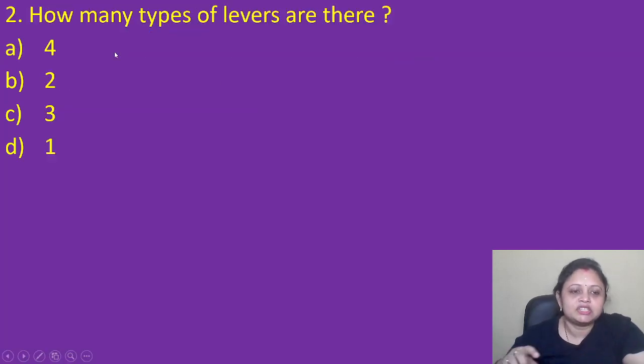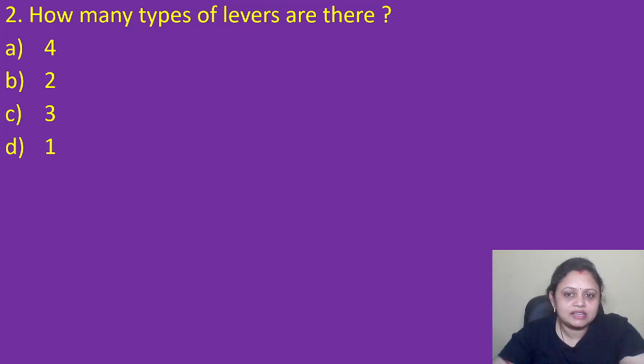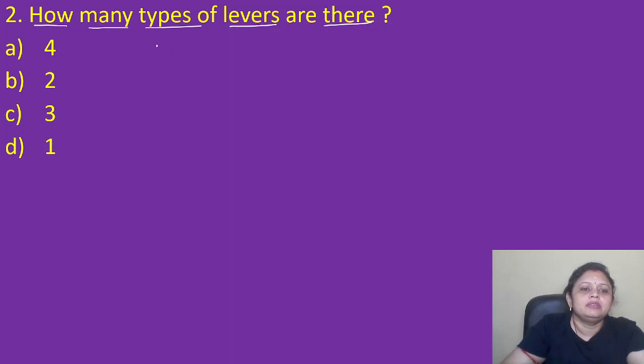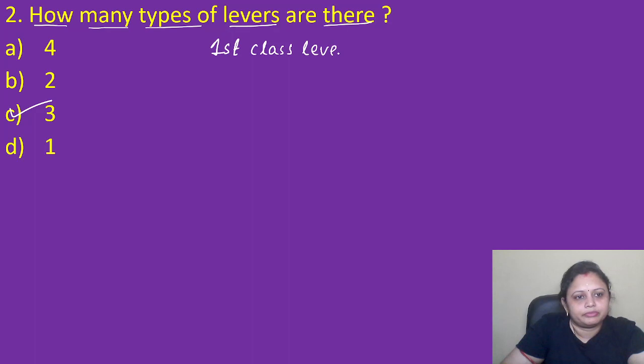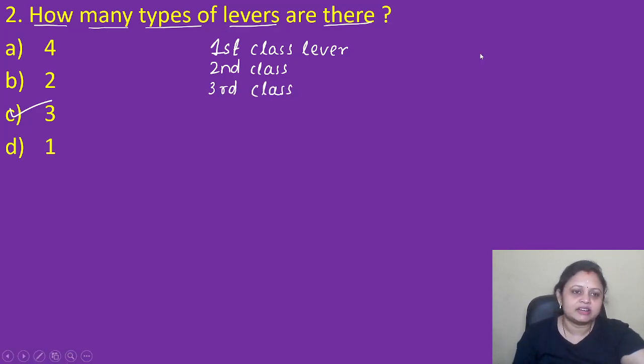Coming to the next question. How many types of levers are there? Option A 4, B 2, C 3, D 1. So here it is asked how many types of levers are there. So there are three types of lever. And what are the three types of lever? These are first class lever, then second class lever and third class lever. So total three types of levers are there. So here the correct answer is option C, that is 3.